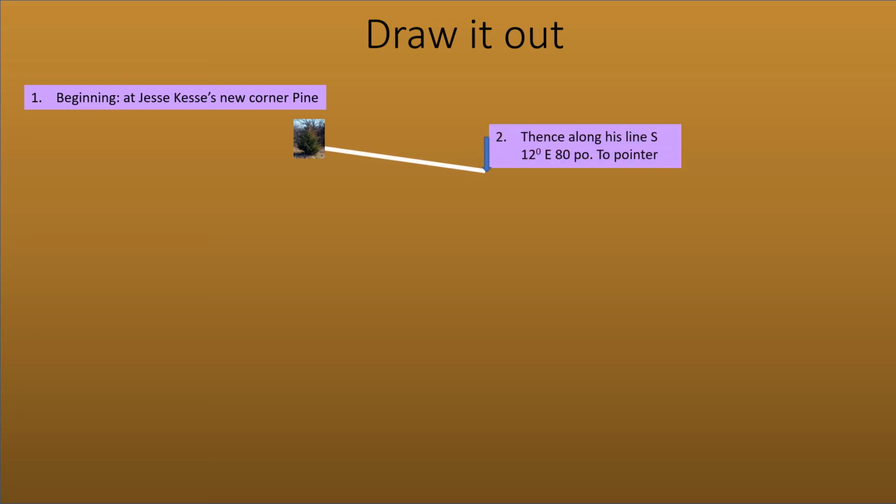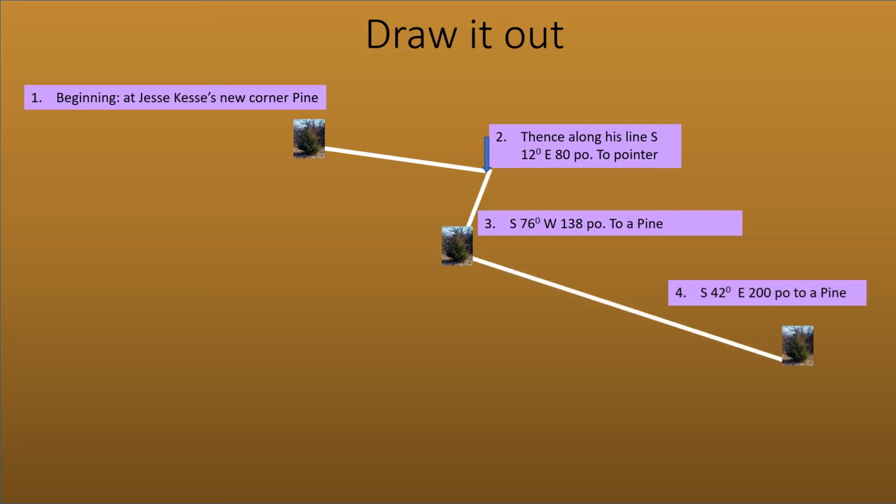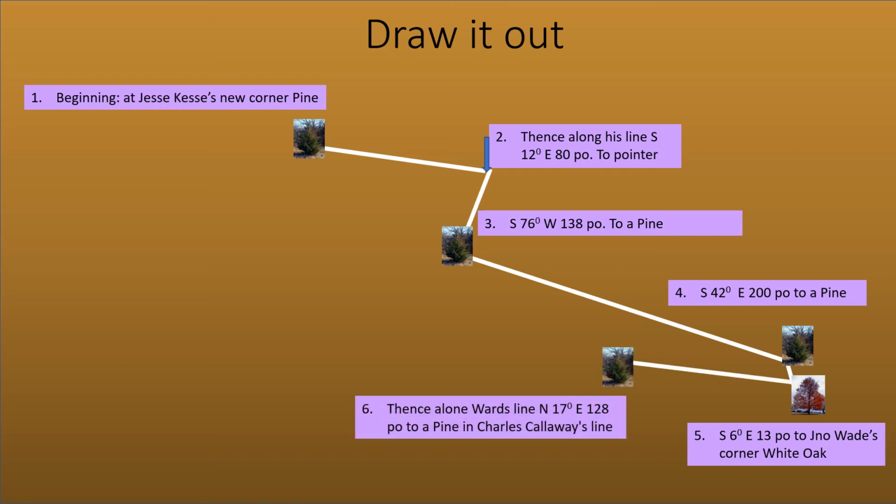Thence along this line, south 12 degrees, east 180 poles to a pointer. South 6 degrees, west 138 poles to a pine. South 42 degrees, east 200 poles to a pine. South 76 degrees east, 13 poles to John Wade's corner white oak. Thence along Ward's line, north 17 degrees east, 128 poles to a pine in Charles Calloway's line.